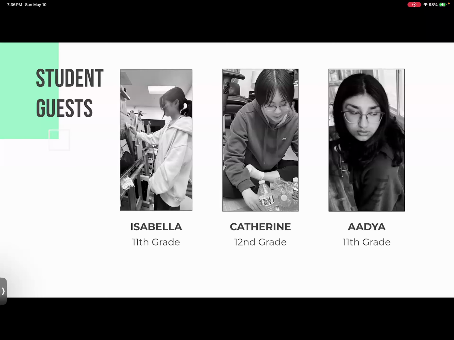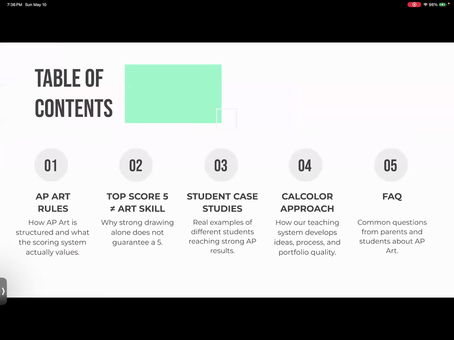Okay, so for what we're going over today, right? The first question is what the AP art is and what rules we have to conform to. And then we'll learn a lot more about the AP segments moving on from here, right? How to score 5. We'll go over our student examples, and then we'll talk a little bit about how we will help you guys out. So let's move on.